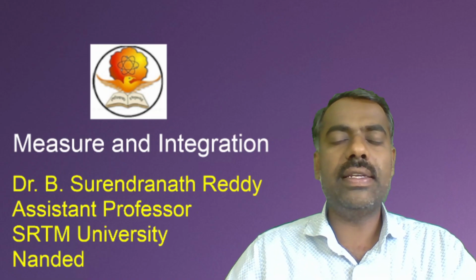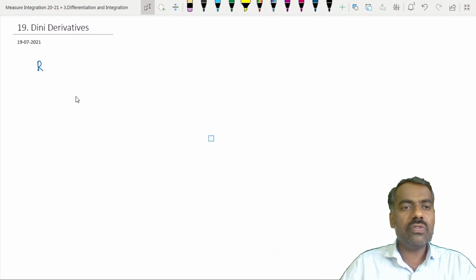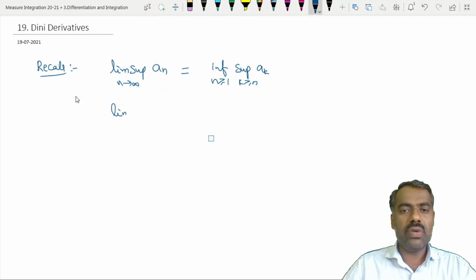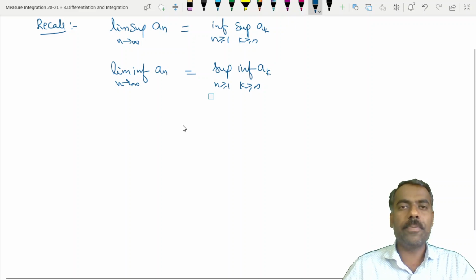In this lecture, we'll define Dini derivatives and see some examples. So, if we recall how we define lim sup of a sequence a_n as n tends to infinity, this is defined as you find the supremum of a_k, k greater than or equal to n, then the infimum among all n greater than or equal to 1, right? Similarly, how we have defined lim inf of a_n as n tending to infinity, this is the infimum of a_k, k greater than or equal to n, and then you take the supremum over every natural number n greater than or equal to 1, right?